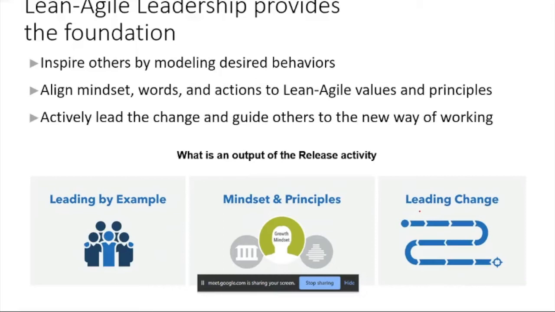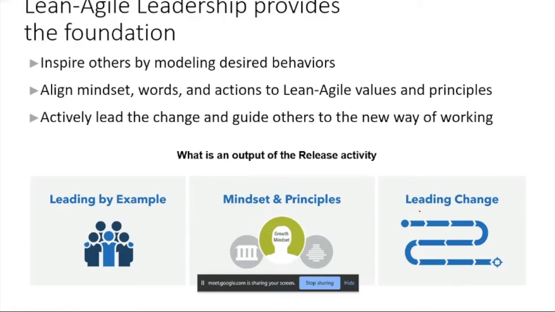That's the key word, leading by example. Adopting a lean-agile mindset and leading the change to a new way of working. The result is more engaged employees, increased productivity and innovation, and successful organizational change.